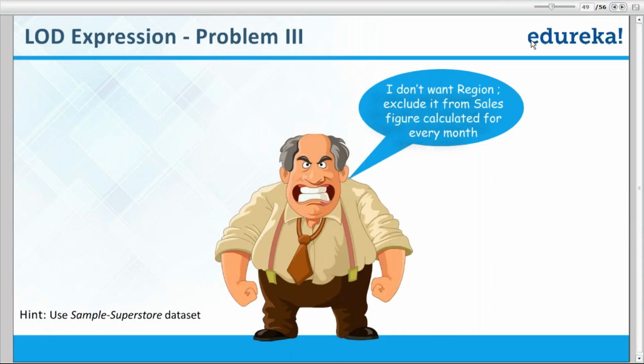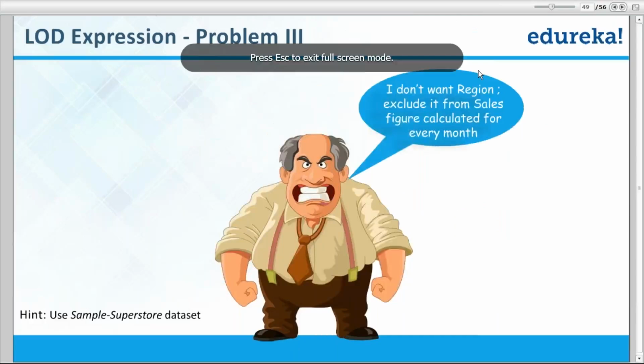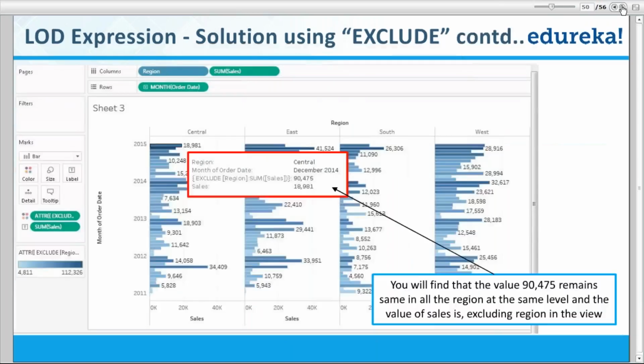He was saying I don't want region excluded from sales figure calculated for every month. Exactly. We need to make use of LOD exclude. Okay. So here what is going to be the columns? You are going to solve this problem, friends. Okay. So just take this.